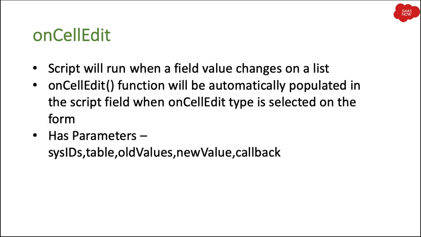The onCellEdit function will be automatically populated in the script field when the onCellEdit type is selected on the form. Now, onCellEdit also has some parameters like sysId, the sysId of the edited item. So whatever item you are editing, it will automatically hold that sysId of that particular record. Table, the table name of the edited item. Old value is the old value of the edited cell. New value is the value which your user is changing now.